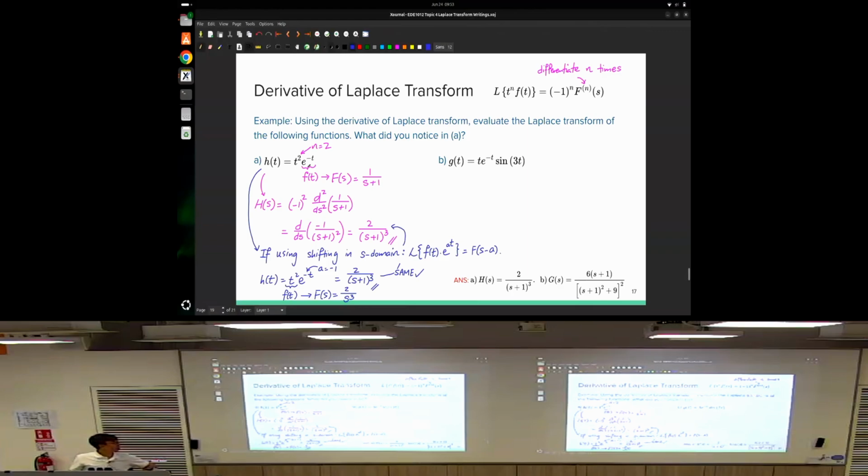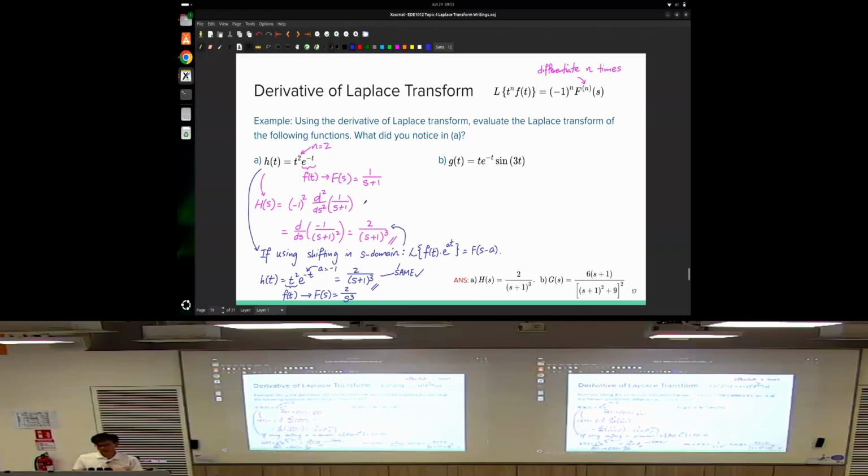If I change this e to the minus t to sine or cosine t, then you cannot do it like this one. Here you've got e to the minus t so you can use s shifting. But if I change this to sine or cosine, then you're not able to use s shifting anymore. So you've got no choice, you have to use the derivative property. You cannot use the other one.